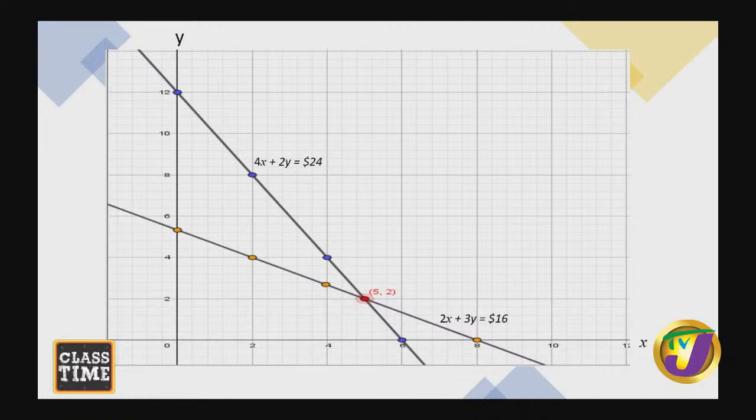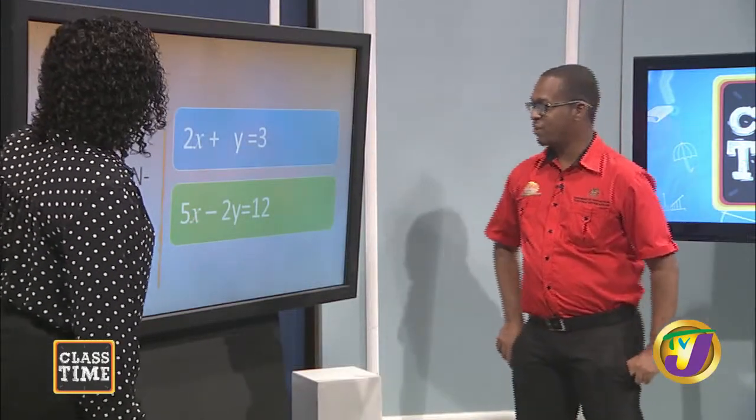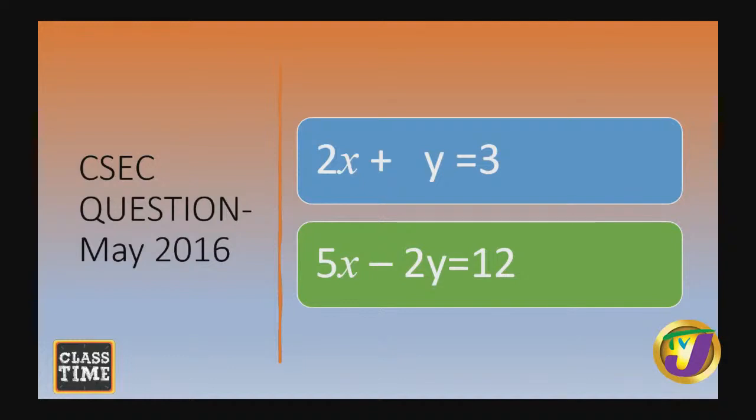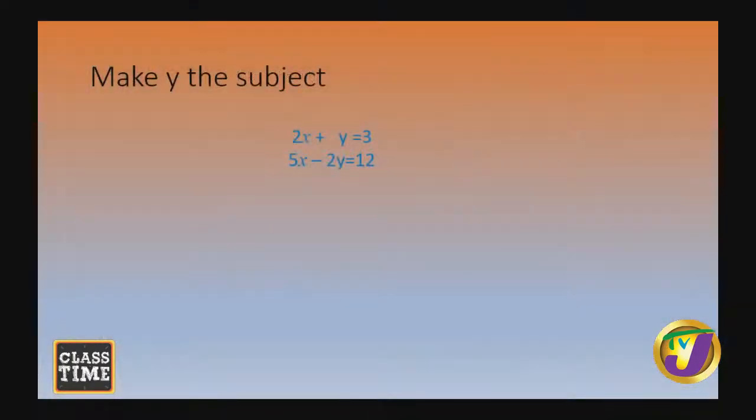Now that we have acquired that skill, let's see if we can do one last one. So now we have these two equations, and the first step, remember, is to make y the subject. Let's do that quickly. We subtract 2x from both sides, and we're left with y is equal to 3 minus 2x.